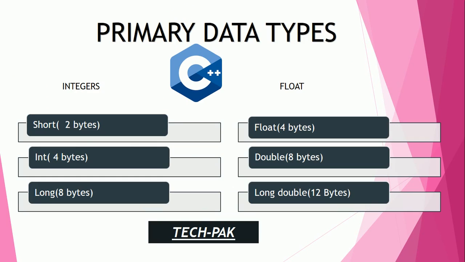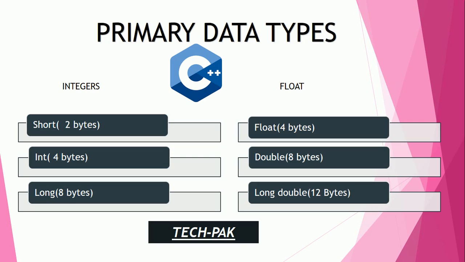So these are the data types of C++. Number one is the integer data type. Now in integer there are 3 more kinds of types. Number one is short, then int, and third one is long. So why do we differentiate? Just because if we want to have integers, then we will use these data types of integers.